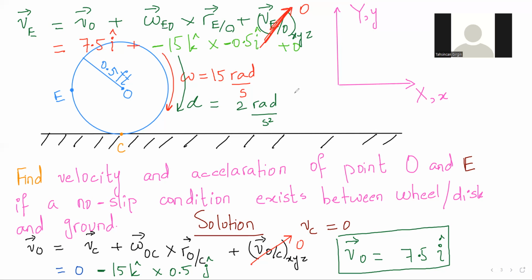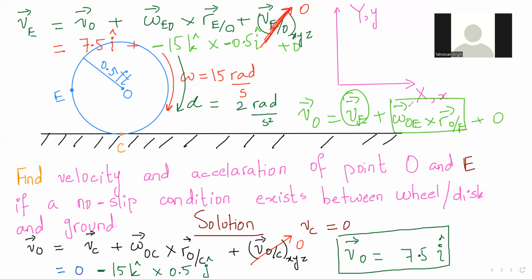Okay, for students who did not get this point, I will again emphasize. I could have said VO equal to VE plus omega EO, cross position vector of O with respect to E, plus 0. So now VO is known to you. This is unknown to you. This you can find. But then at the end of the day, you have to take one term to the left hand side. You will get the same results.